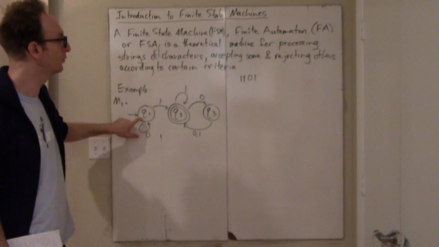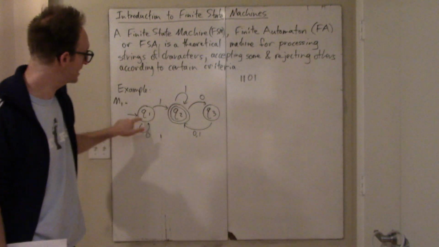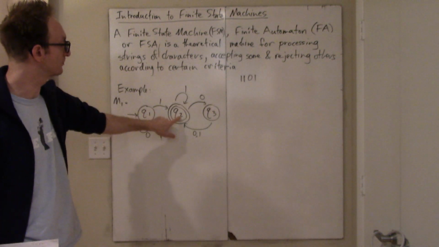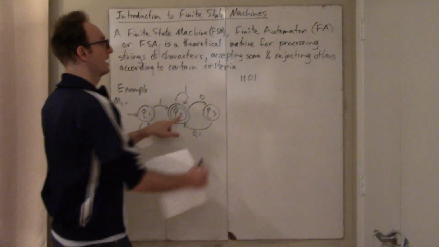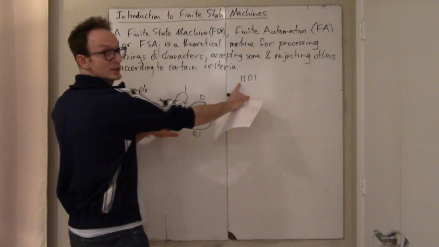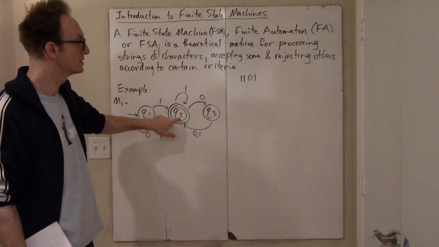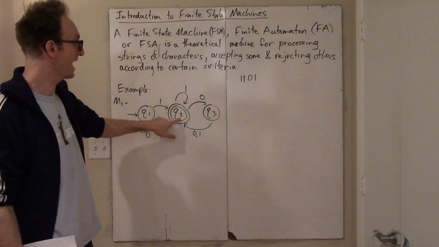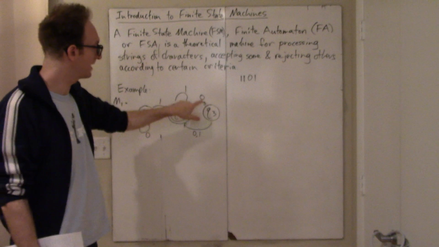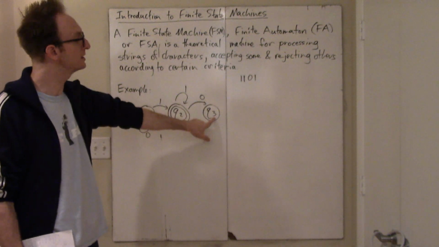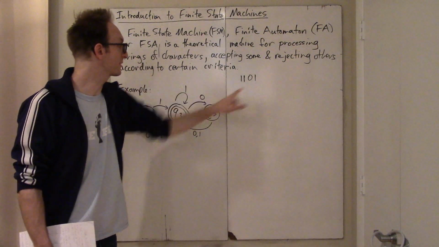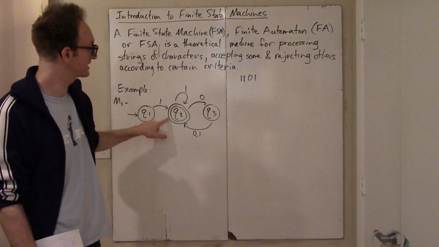We start in state Q1. The first character is a 1. So we go from Q1 to Q2. Okay, now we're in state Q2. And we've already read this first character. So now read the second character, which is also a 1. So we also stay in Q2. Then we read a 0, and we follow this rule which says go to Q3. Now we're in Q3. And finally we read a 1, and this sends us back to Q2.